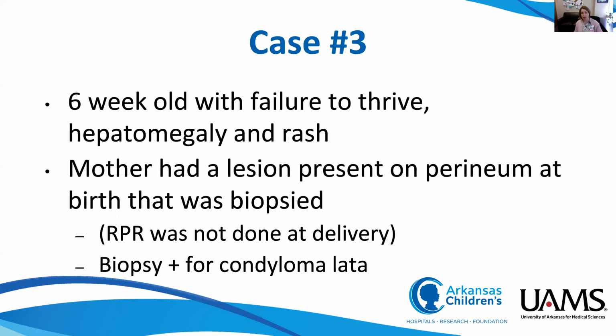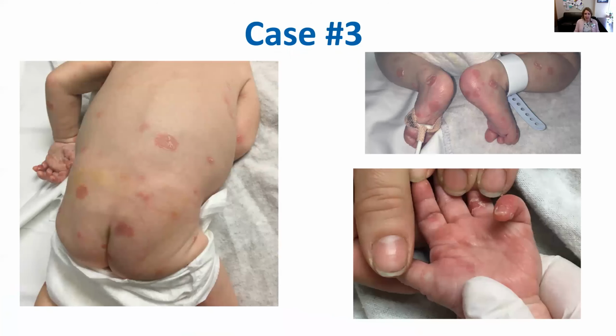So case number 3 is a 6-week-old who comes in with failure to thrive, and he had hepatomegaly and a rash. Mom had a lesion present on her perineum at birth that was biopsied, but an RPR was not done at delivery. After that, mom was called later, and it's like, oh, your biopsy was positive for condyloma lata. And the baby at that time had developed this rash that you can see, these big macules that are peeling, that are present throughout the body and on the hands and on the feet.